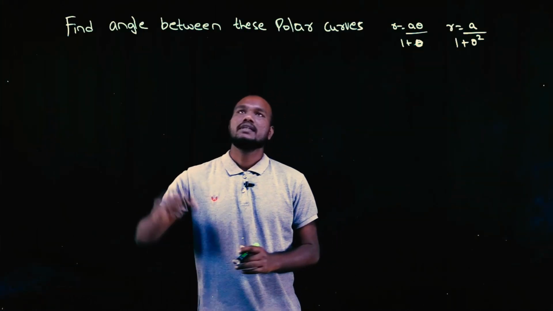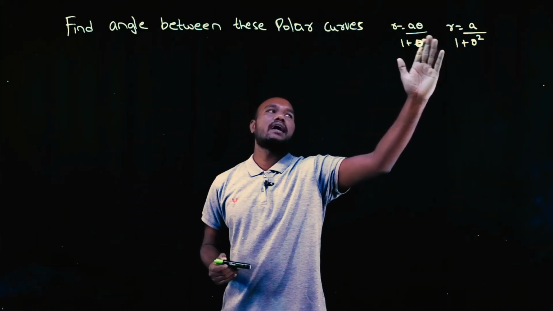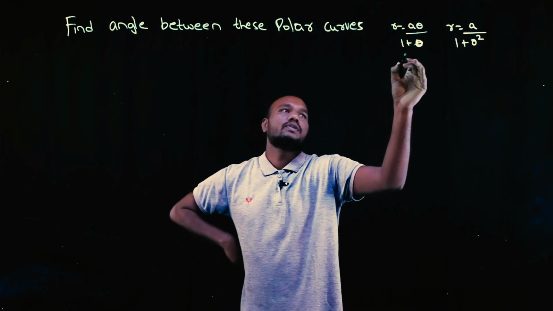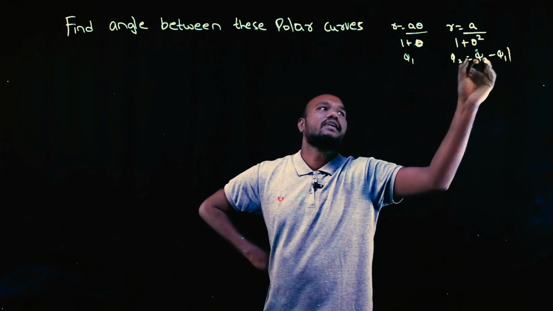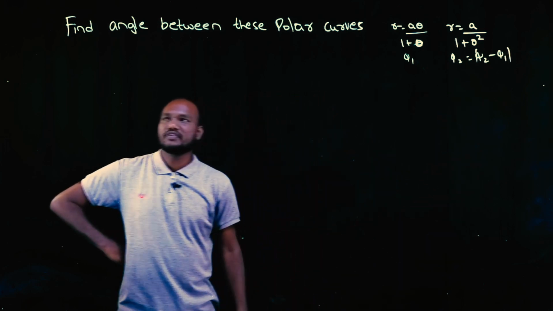Okay, what is the given question? We have to find the angle between these two curves. So to do that, we have to find phi 1 and phi 2. Phi 2 minus phi 1 is what they're asking for. So let's start with the first curve.